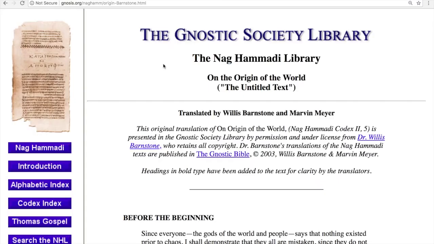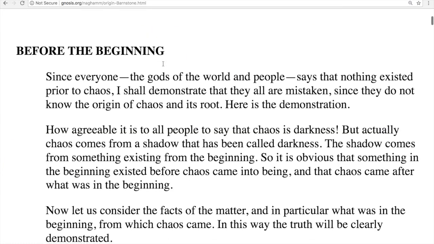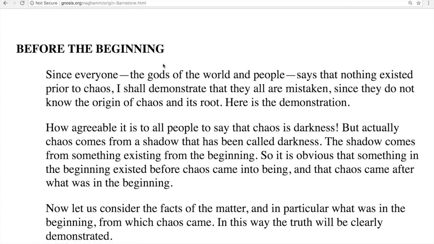And I'm taking this from the Gnostic Society Library, the Nag Hammadi Library, On the Origin of the World, translated by Willis Barnstone and Marvin Meyer. First section titled Before the Beginning. Since everyone, the gods of the world and people, says that nothing existed prior to chaos, I shall demonstrate they are all mistaken, since they do not know the origin of chaos and its root.